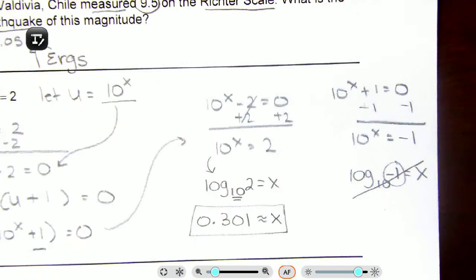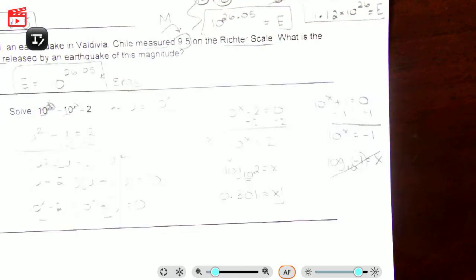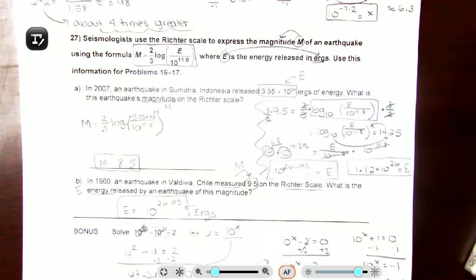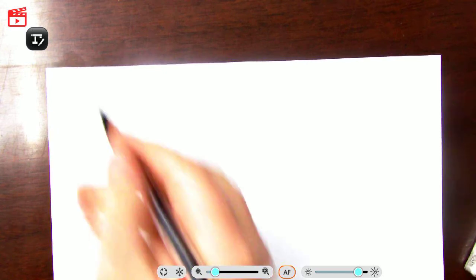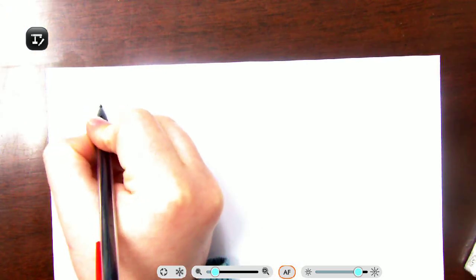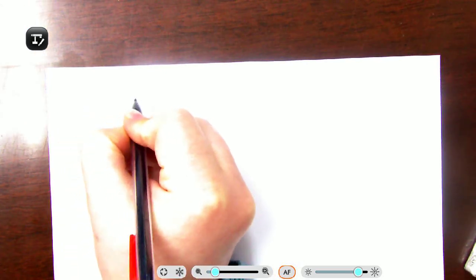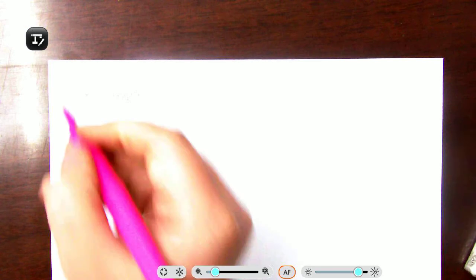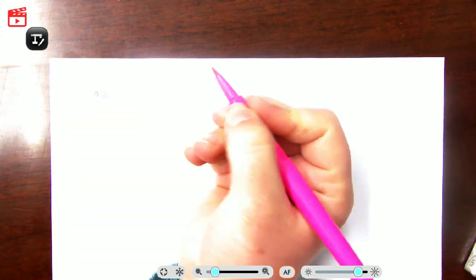All right, guys, that wraps up part 3. Now, there are some things that I do want to mention that you need to know for this upcoming test. You need to know all your properties. You can't even see that. Let me change my marker. You need to know all your properties. There you go. All your properties.